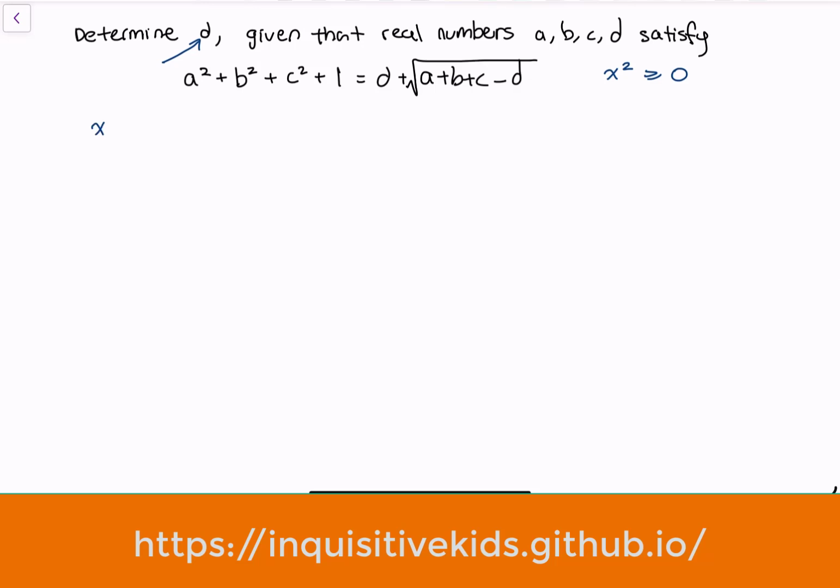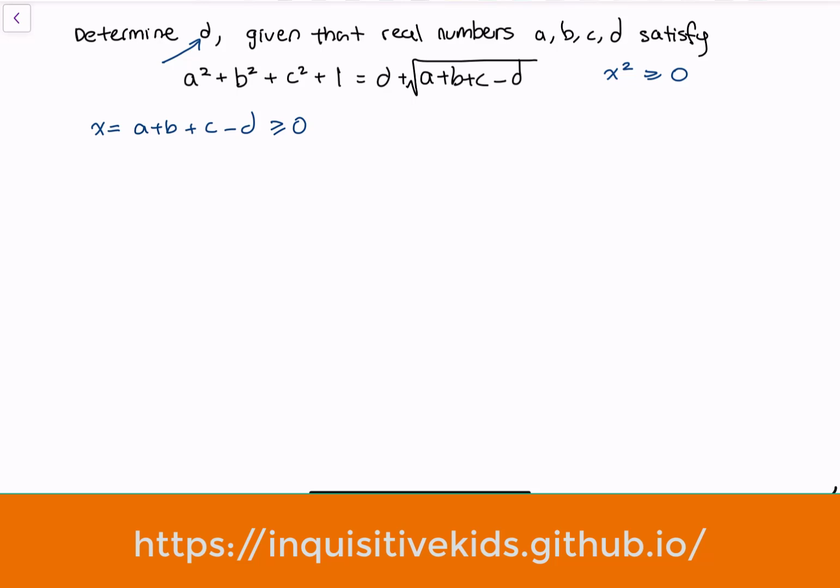So let's let x equal a plus b plus c minus d. And because this is all the content that's inside a radical, it must be greater than or equal to 0. x is greater than or equal to 0. It's a good practice to always define the set of all possible values that your new variable can be when you are setting up a new variable.